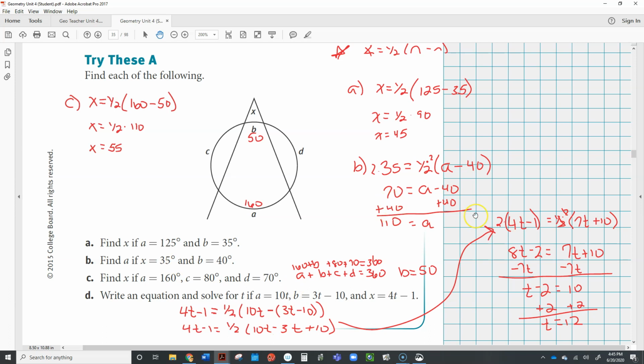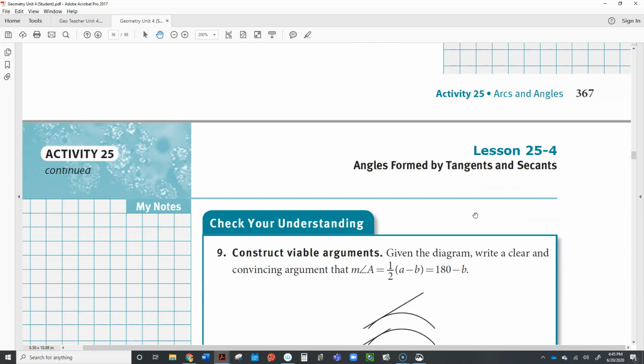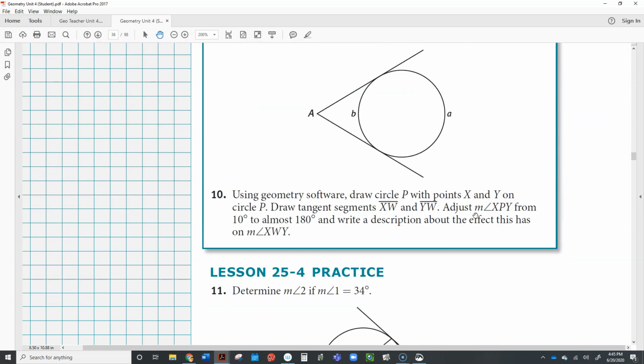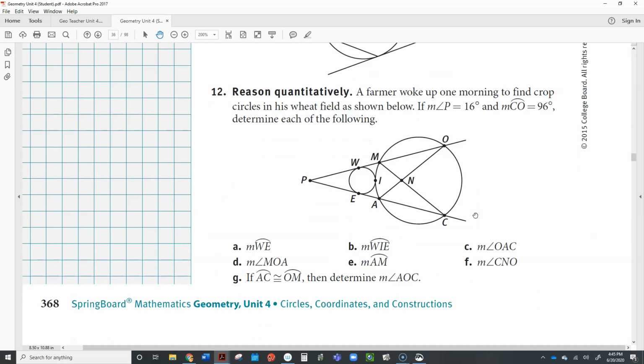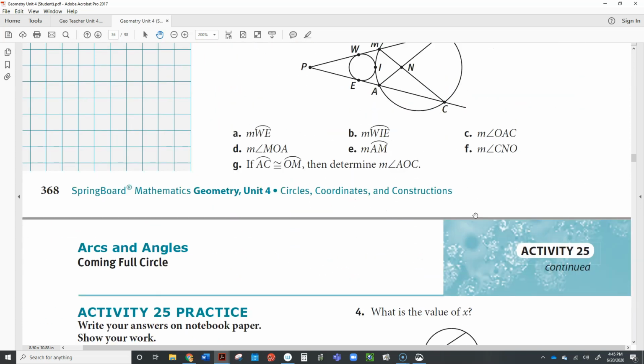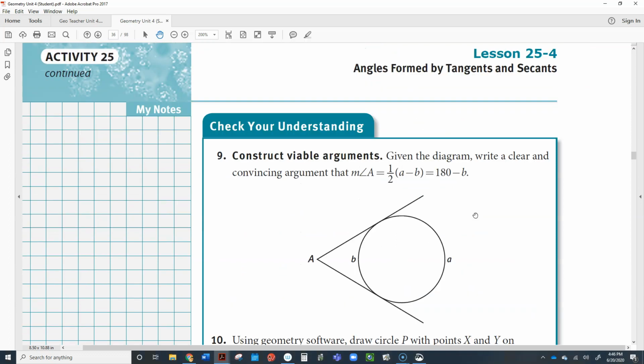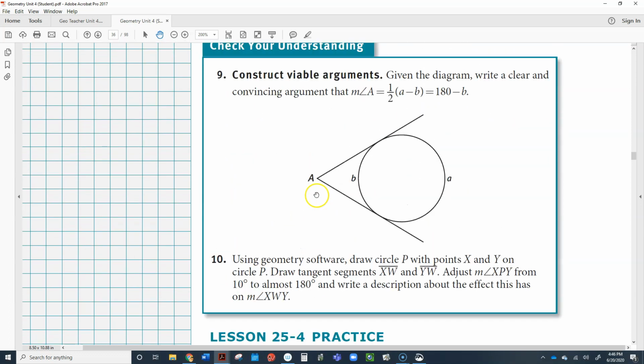Okay, so those were some good problems. That leaves you with check your understanding and the lesson practice. And that finishes off this unit. So I am going to do the last video that contains the answers to the check your understanding and the 25-4 practice.